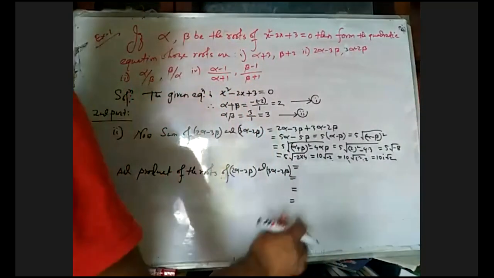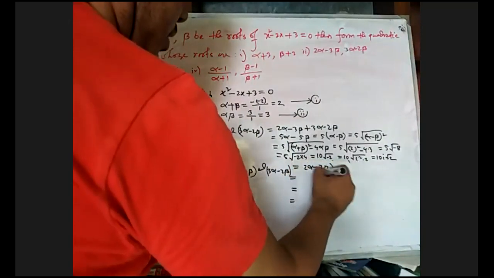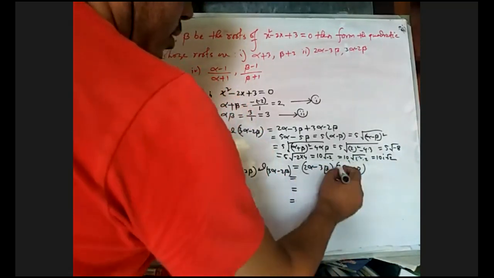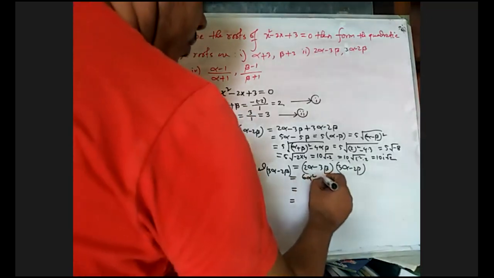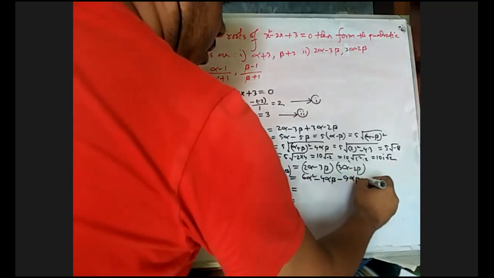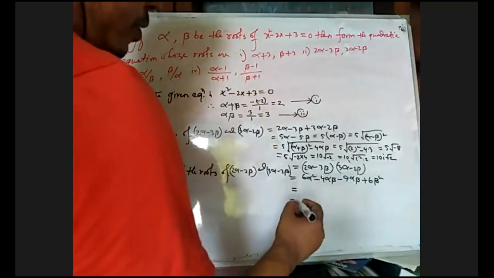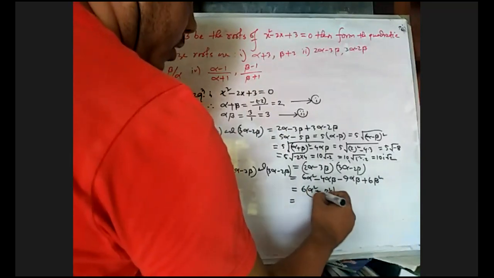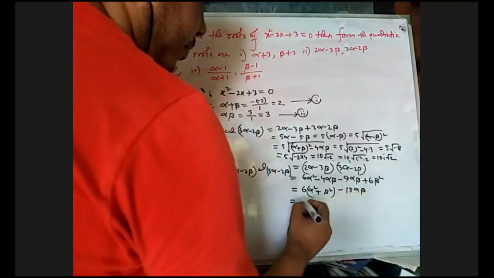Product of the roots, what will it be? Product of twice alpha minus thrice beta into thrice alpha minus twice beta. That is 6 alpha square minus 4 alpha beta minus 9 alpha beta plus 6 beta square. Okay, so 6 is common in alpha square plus beta square, then minus 13 alpha into beta.